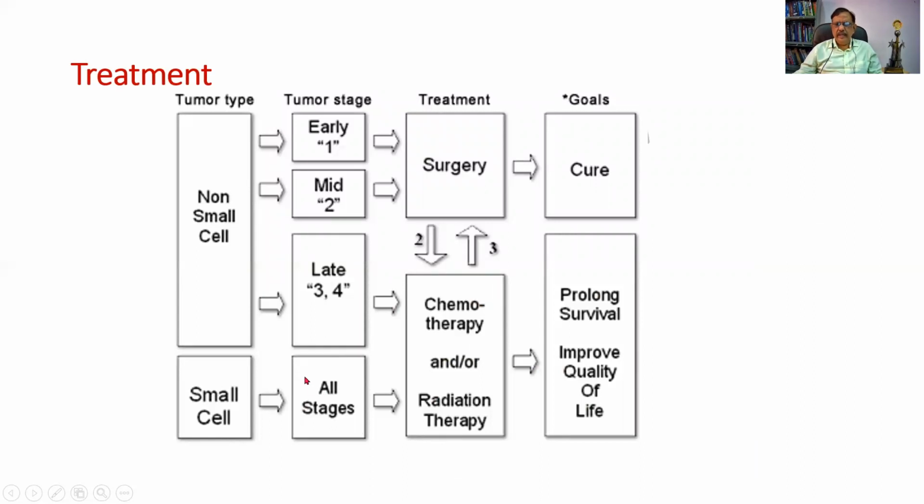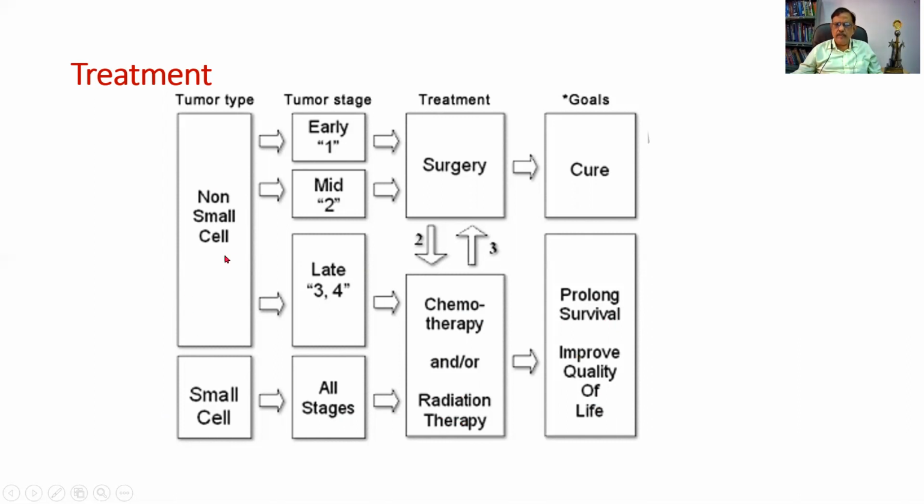This is a very good slide. I would like you to kindly follow it. The tumors are divided. Treatment actually looks a little complex, but I will simplify this. Tumors are divided into a non-small cell carcinoma and a small cell carcinoma. First, we shall see the small cell carcinoma. Small cell carcinoma, in all stages of the tumor, we can give chemotherapy or radiotherapy. And this is used to prolong the survival and to improve the quality of life. Chemotherapy and radiotherapy for small cell carcinoma. Obviously, surgery has got no role.